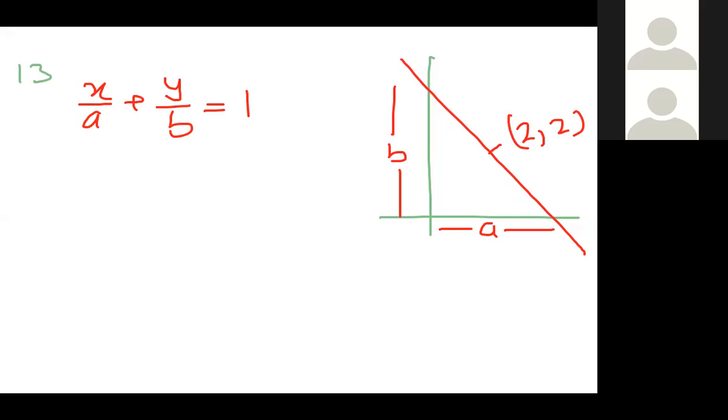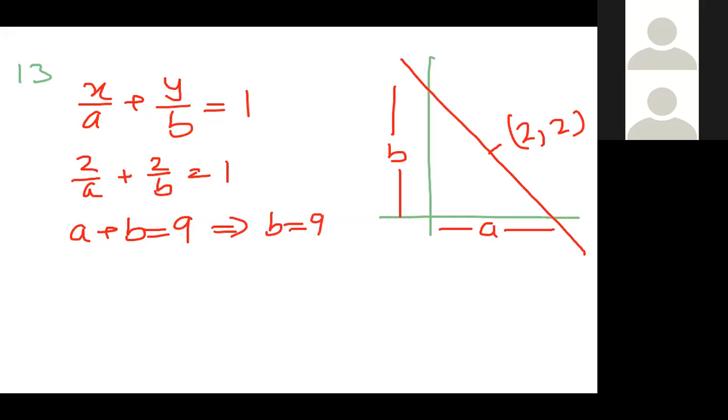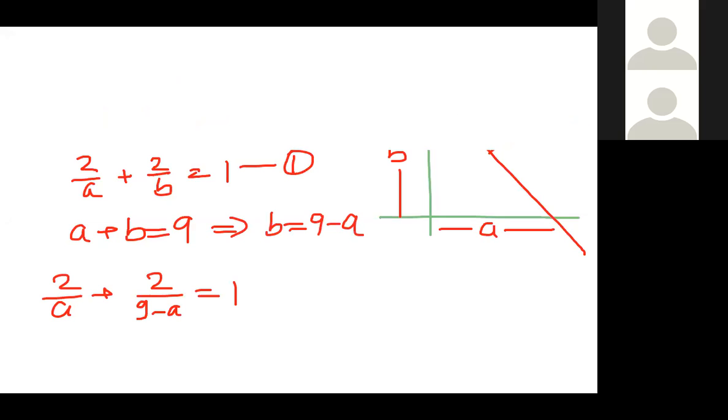So the equation will be 2 upon A, I'm putting the values of x and y, plus 2 upon B equals 1. It is also said that the sum of the intercepts, A plus B, is 9. So I could calculate the value of B from this. B is equal to 9 minus A. This I could put in equation 1: 2 upon A plus 2 upon 9 minus A equals 1.